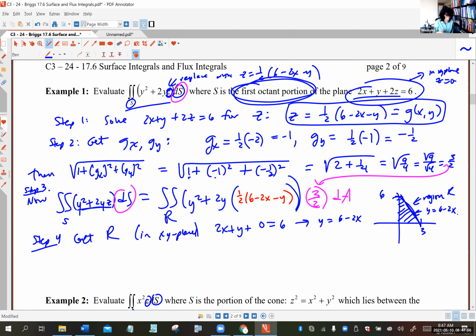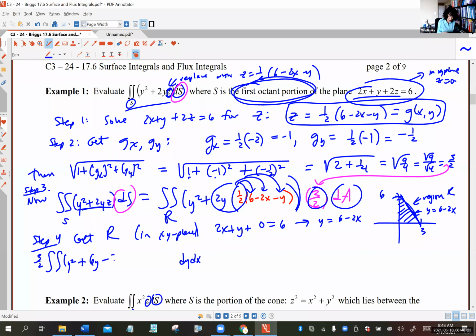Okay, now what? Well, when you iterate, that means put limits on your little double integral, and I'm going to choose my order of integration to be dy dx. That's my favorite. This 3/2, I'll stick it out in front. And then this 2y 1/2, if I distribute it over that difference, I'll have y squared plus 6y minus 2xy minus y squared. Okay, and hey, these y squareds cancel. Cool beans, man. So what does that mean? That means I only have to worry about integrating 6y minus 2xy, dy dx.